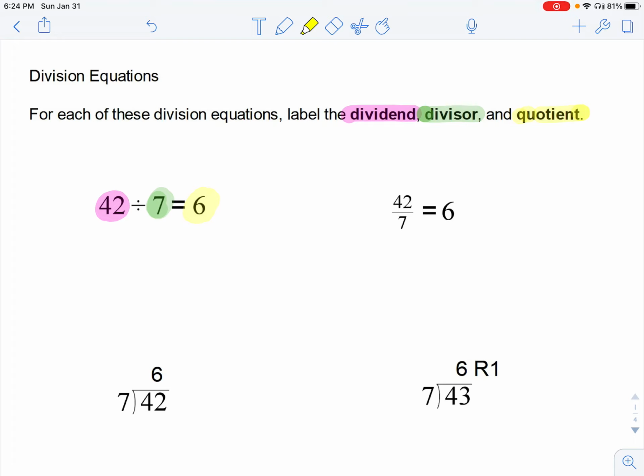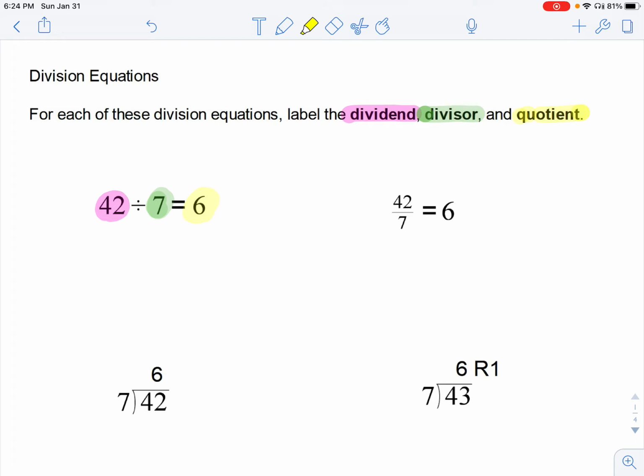The dividend gets divided, divided, divided. The dividend gets divided in the equation. It comes first. Divide it by the divisor, divisor, divisor, divided by the divisor, and then you get the quotient. You can't see me, but I was doing jazz hands for quotient.